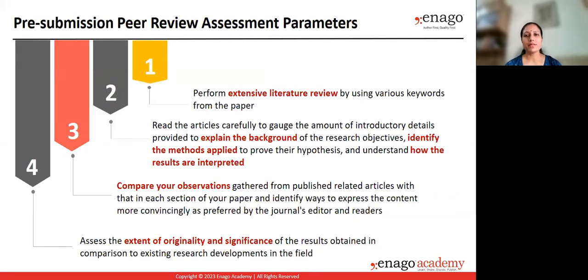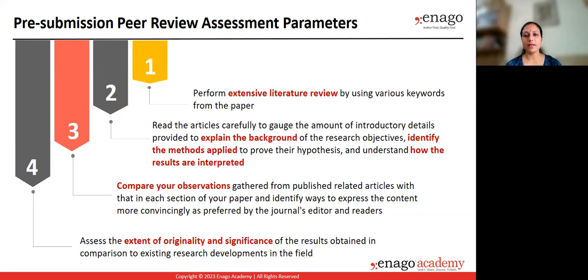On the parameters that can be considered while you assess or review the research content in the paper, please perform an extensive literature review by using various keywords from the paper. You can read these articles carefully and gauge the amount of detail provided to explain the research background in comparison to the objectives that you have tried to put forth in your paper.